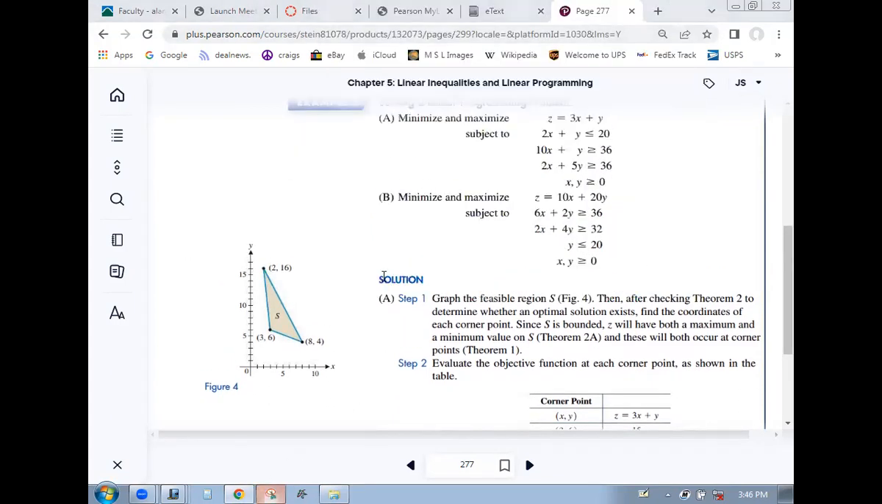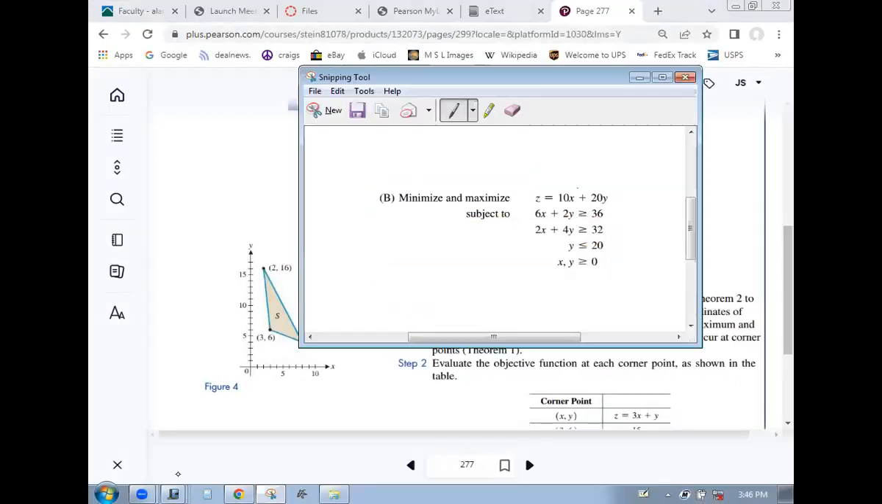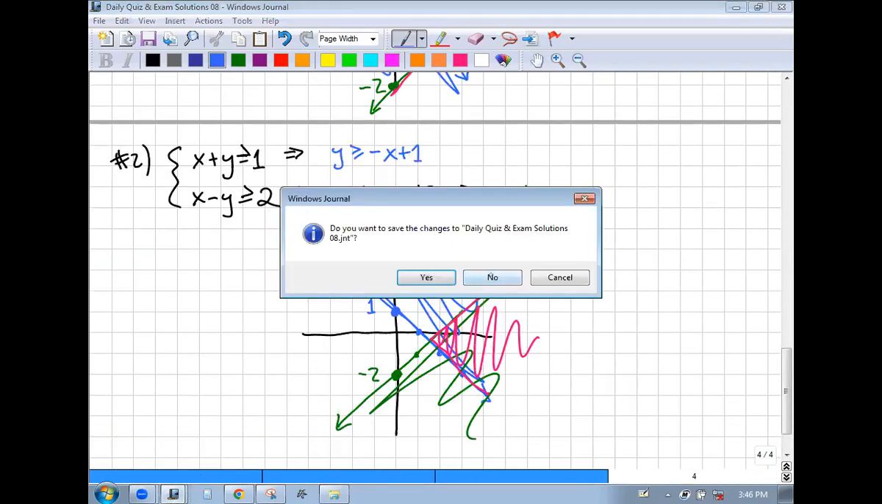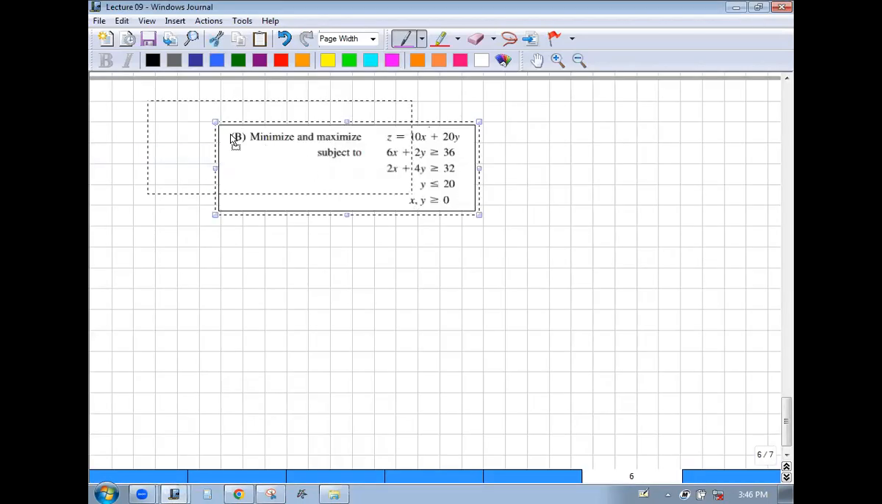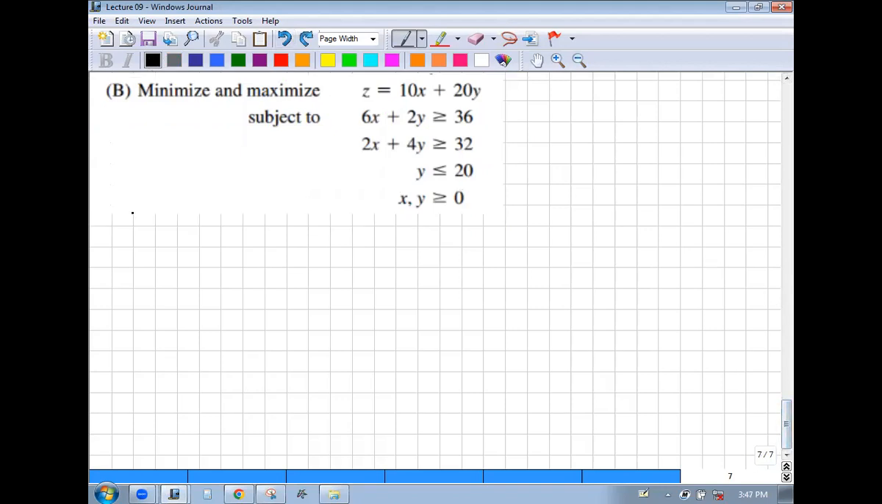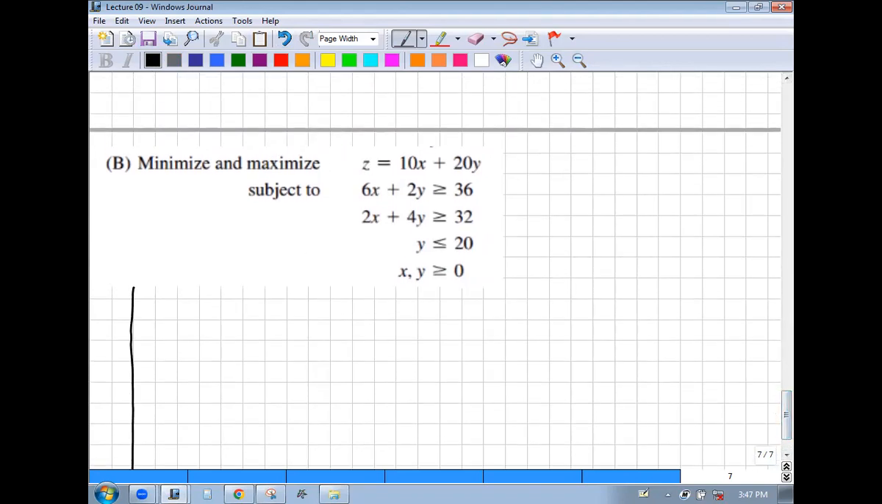Let's do B. Close this down. Let's do another one. All right, so again, we're in quadrant one. This is what we want to maximize, Z here. So let's look at the first line.